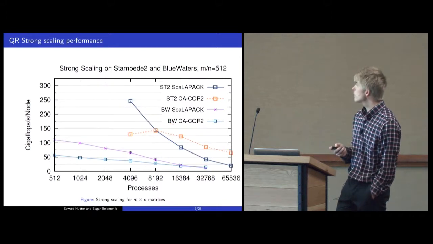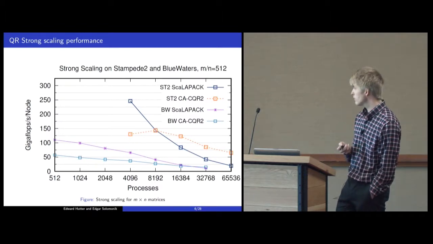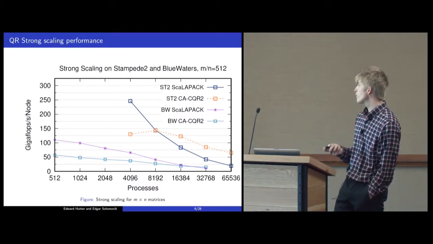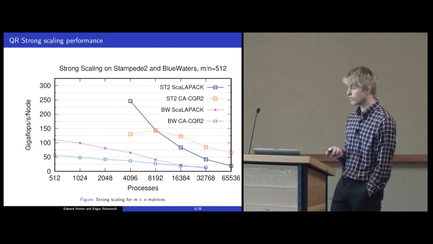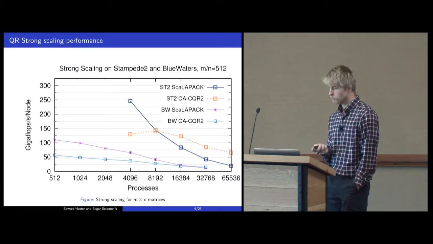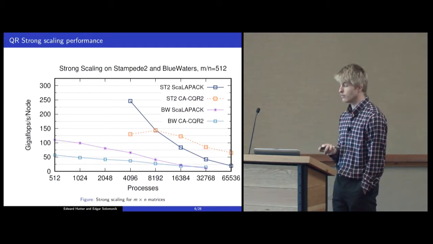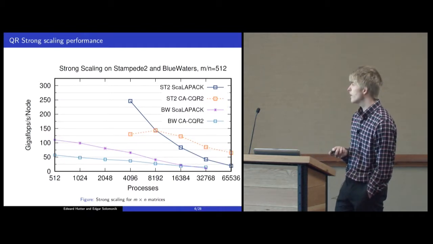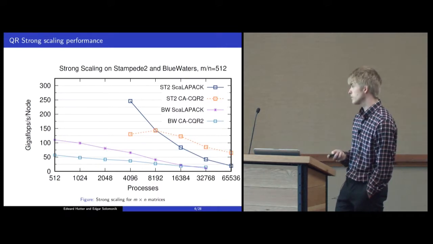If we look at increasingly wider matrices, we see that on Stampede2, our algorithm continues to perform better than ScaLAPACK. But on Blue Waters, we are still not outperforming ScaLAPACK, although that gap is getting increasingly small as we increase the number of processes, and this is due to the communication reduction as P increases.